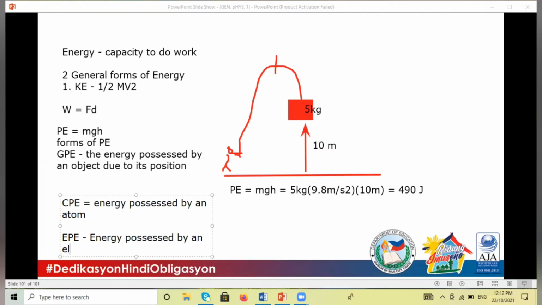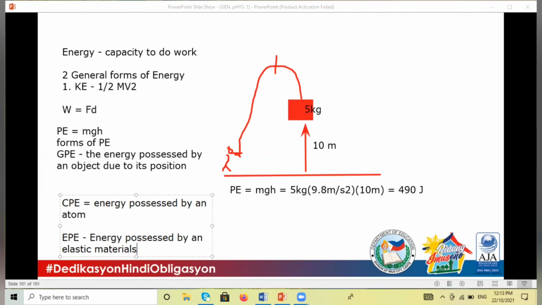Energy possessed by an elastic materials due to its position. So, for example, of this type of potential energy, yung ginamit ni David, slingshot, stretching a rubber, stretching a bow is an example of elastic potential energy. If a spring is compressed or stretched, you do work. Diba? Once you stretch the spring or even rubber, you do work.